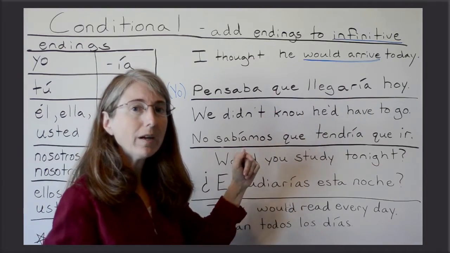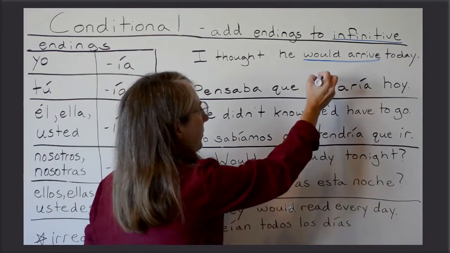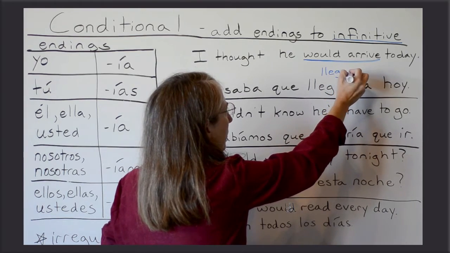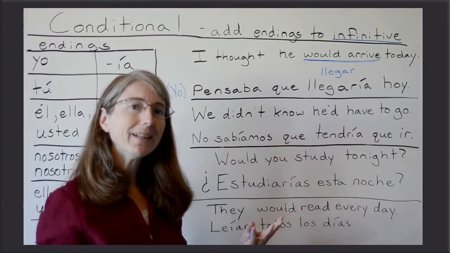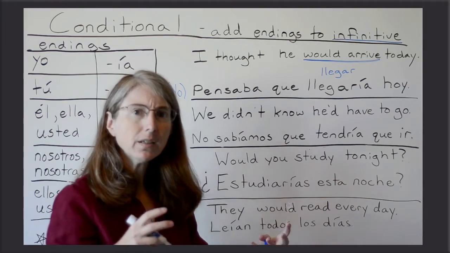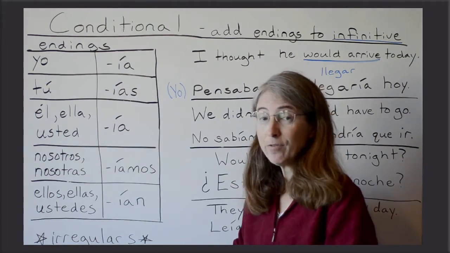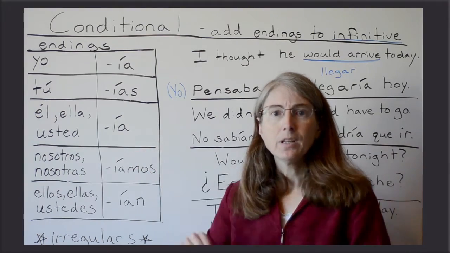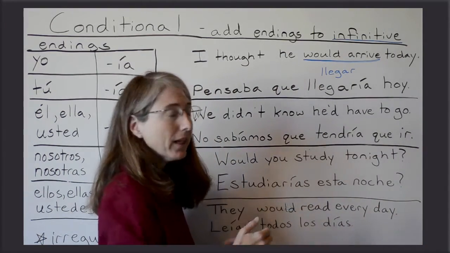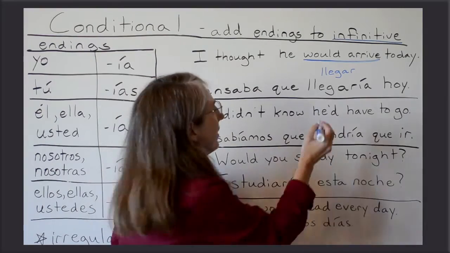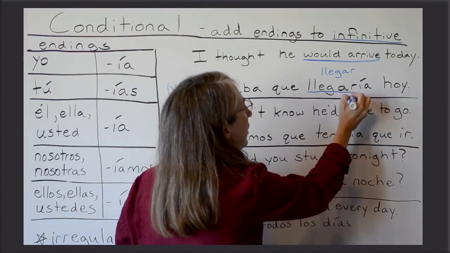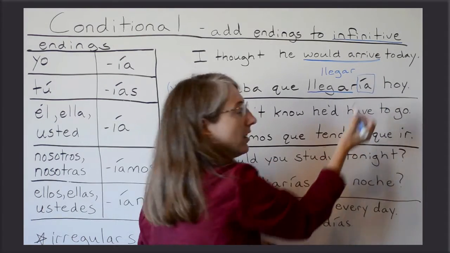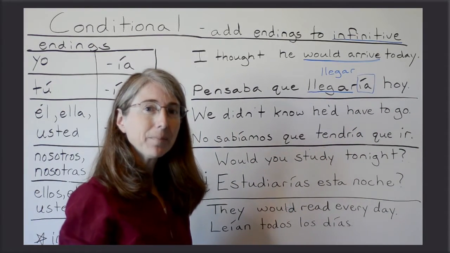So the verb for arrive is llegar. And all we do is add the conditional ending for he. So for he it would be the él form, and it's ía. So all we do is add ía to the end of llegar. And there's our ending, ía: llegaría.